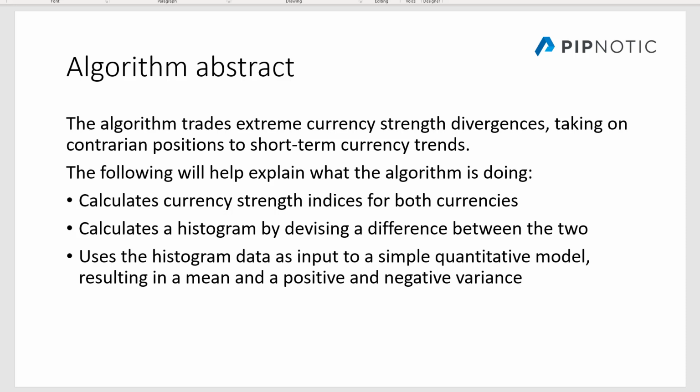When one of them gets strong and the other one gets weak, continued strength on the part of the one currency and weakness on the other is not sustainable. And so a point will come where these two currencies' strengths will swap. And so what the algorithm is doing, it's identifying these extreme readings, and when it sees that, it takes a contrarian position to the dominant strength data in that moment.